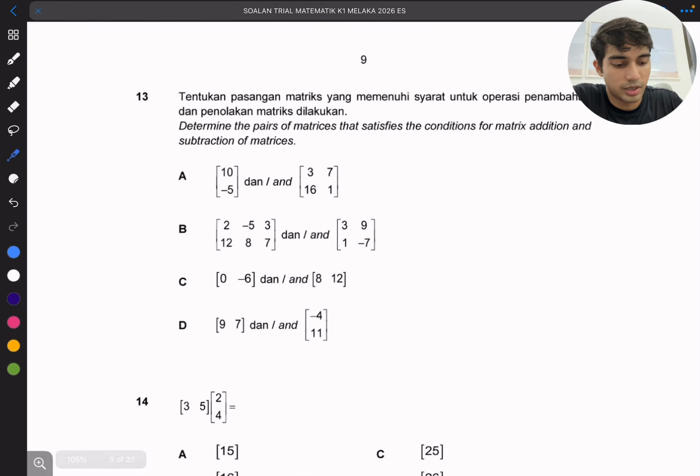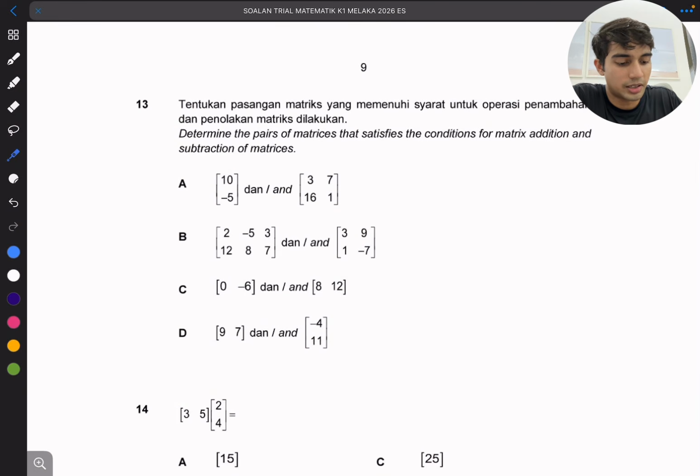13. Determine the pair of matrices that satisfies the condition for matrix addition and subtraction. Okay. So if you want to add or minus the matrix, notation must be same. So this is 2 by 1. This is 2 by 2. Cannot. This one also cannot. This one got 3, this one got 2. This is same. The bentuk must be same. The shape lah. Okay, basically that we call this the matrix notation. This will be 1 by 2. This is also 1 by 2 because it has one row and two columns. So 1 by 2. So this one you can add or subtract.